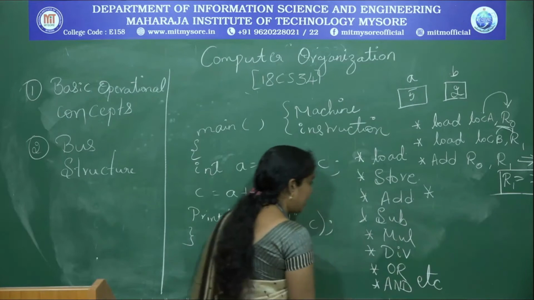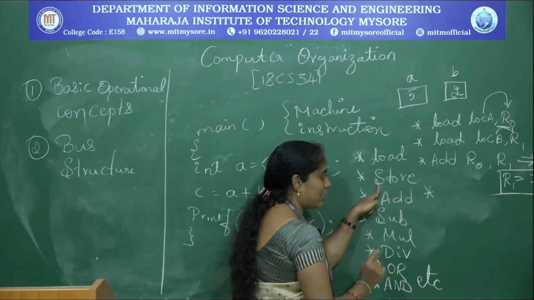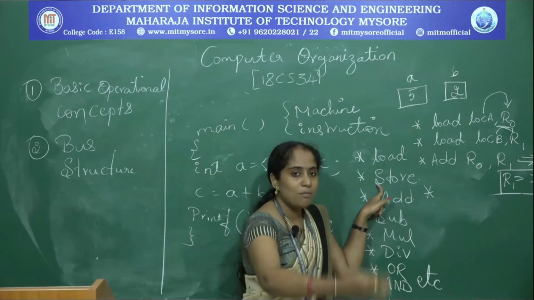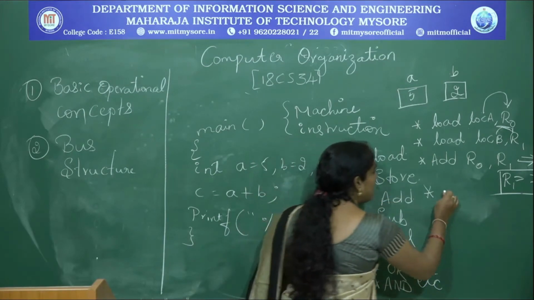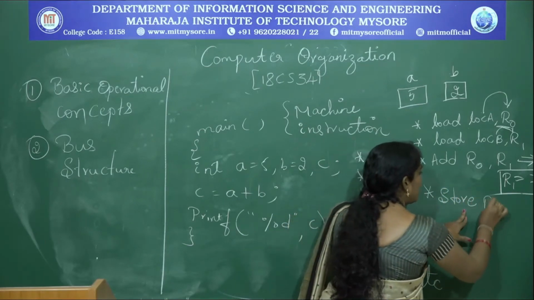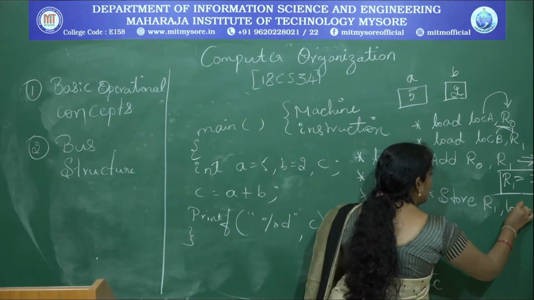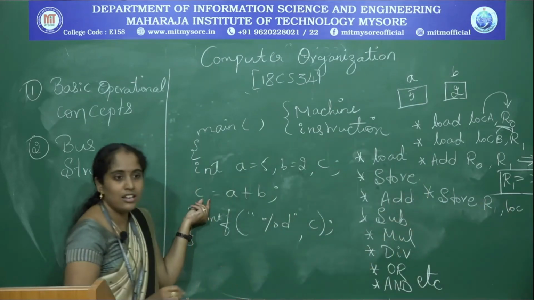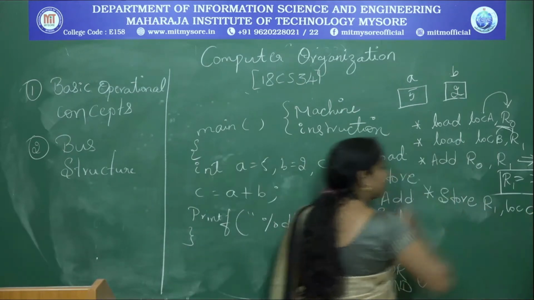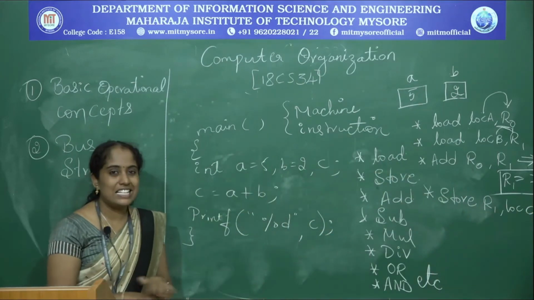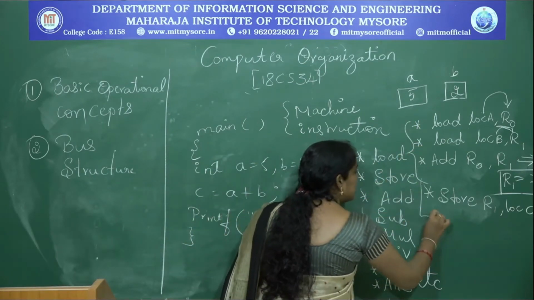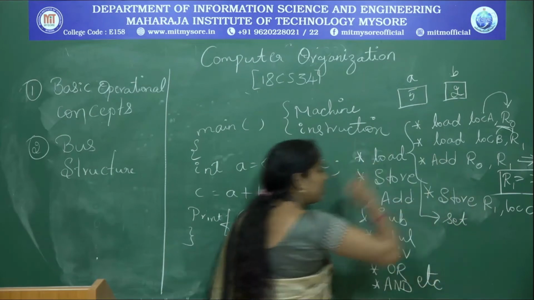How? For that, store is an instruction. It is used to store data from a register to main memory. So here I am using the instruction store R1, comma, location C, right? So this is called the machine instruction set, the instruction set.